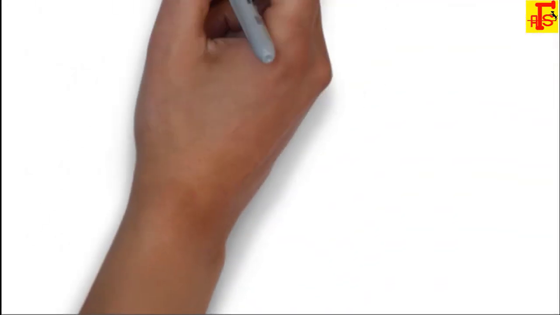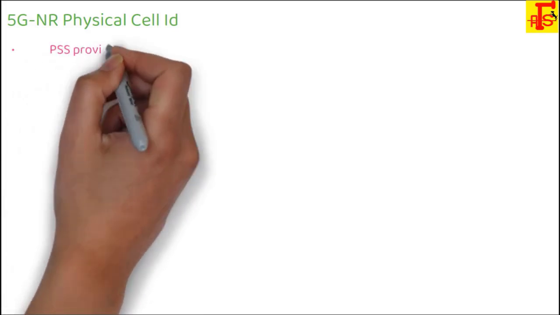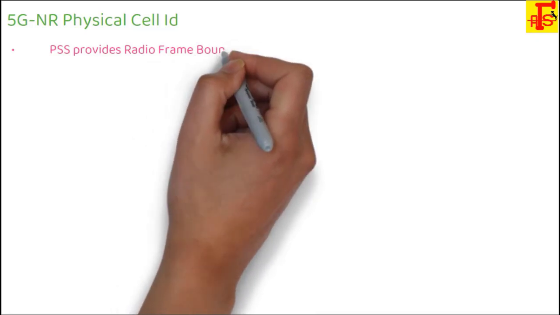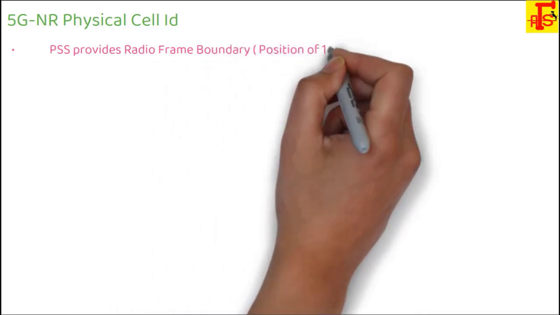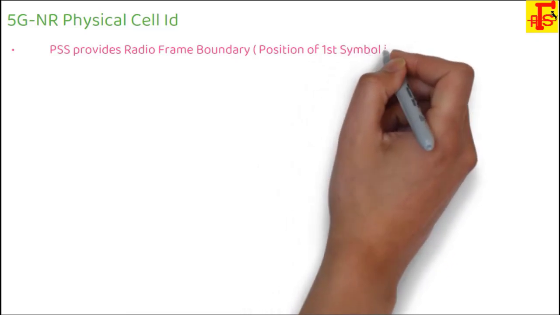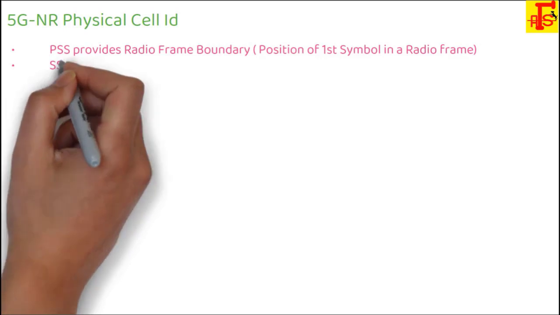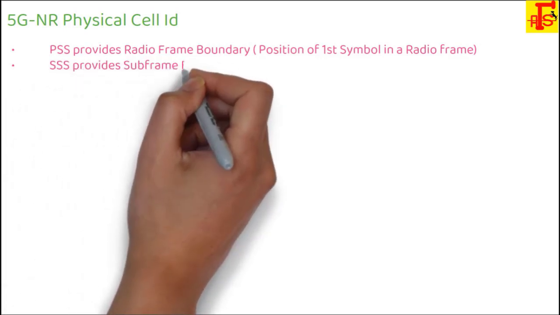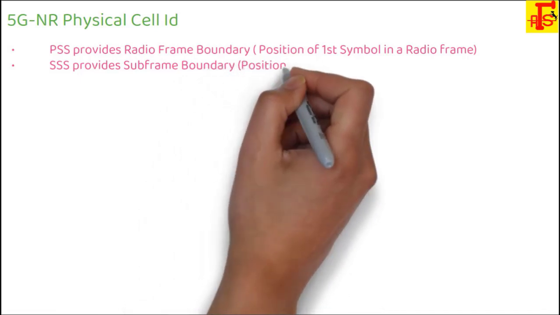We'll see the 5G NR physical cell ID. To find the physical cell ID, we use the synchronization signal, right, to perform cell search. So the synchronization signals are the primary and secondary synchronization signals. If we decode the PSS and SSS, then we'll get the physical cell ID. So PSS provides the radio frame boundary, the position of the first symbol in the radio frame, we will get it from the PSS.